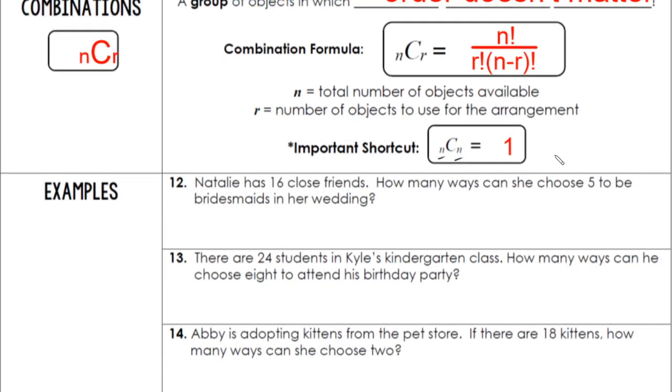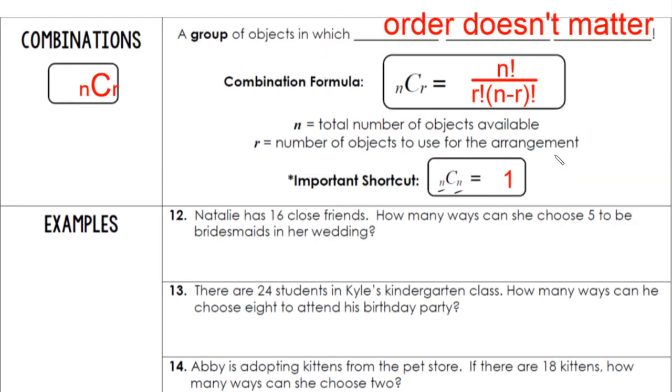Natalie has 16 close friends. How many ways can she choose 5 to be bridesmaids in her wedding? If you need more time to write stuff down, you should probably pause the video and do that. How many ways can she choose 5 to be bridesmaids? Notice that all 5 are bridesmaids. None of them have separate responsibilities. Because of that, this is a combination, not a permutation.